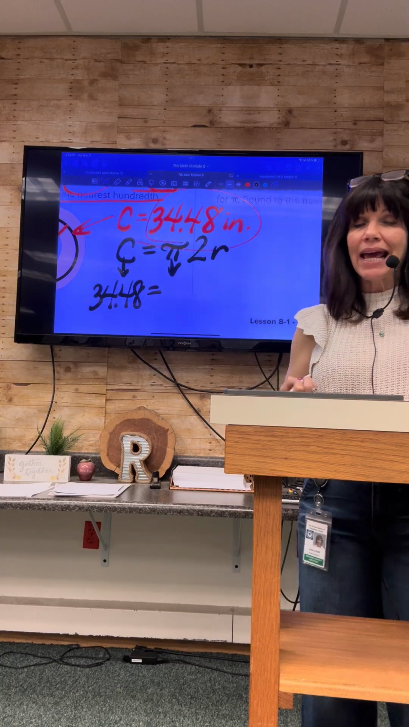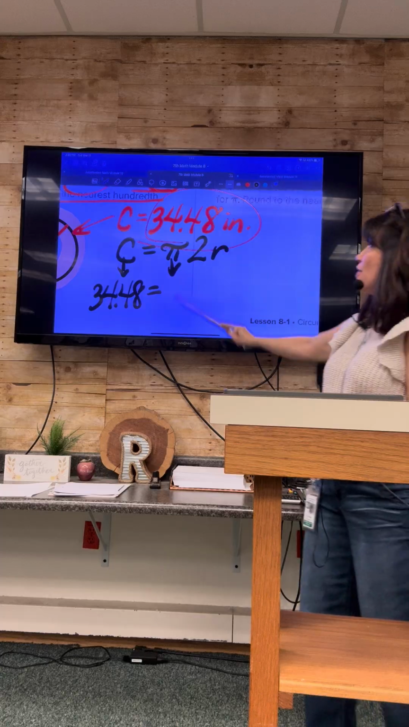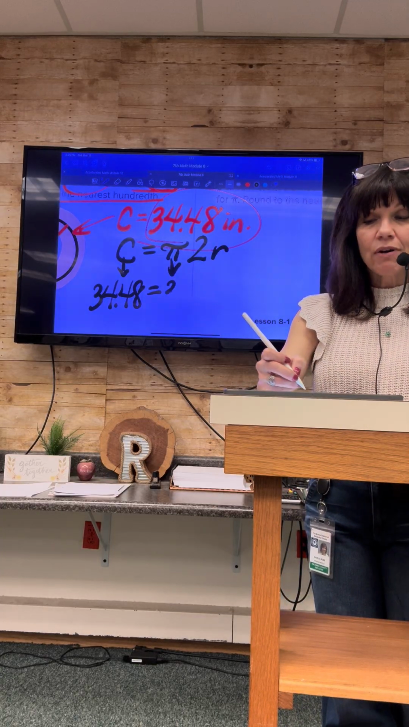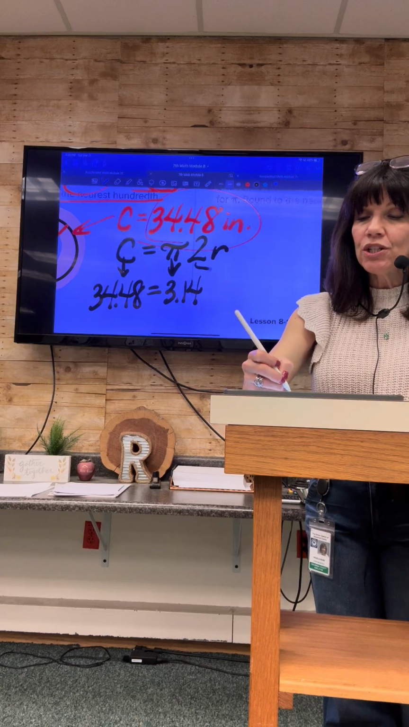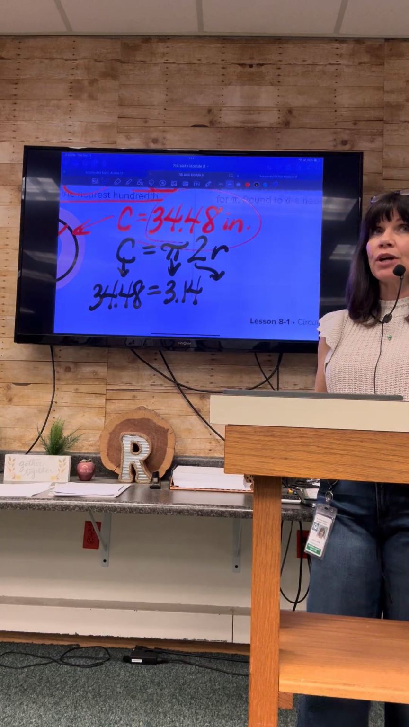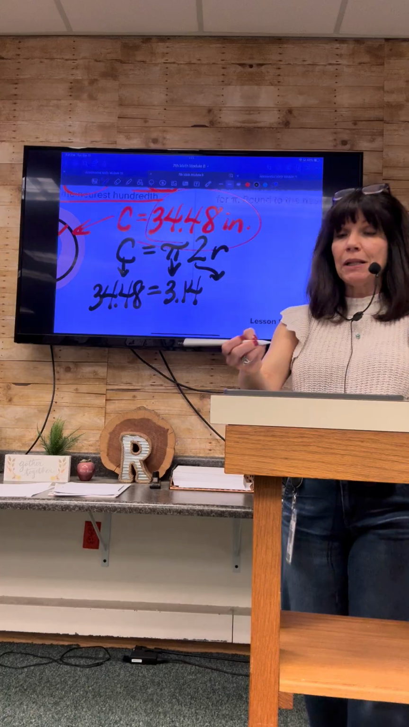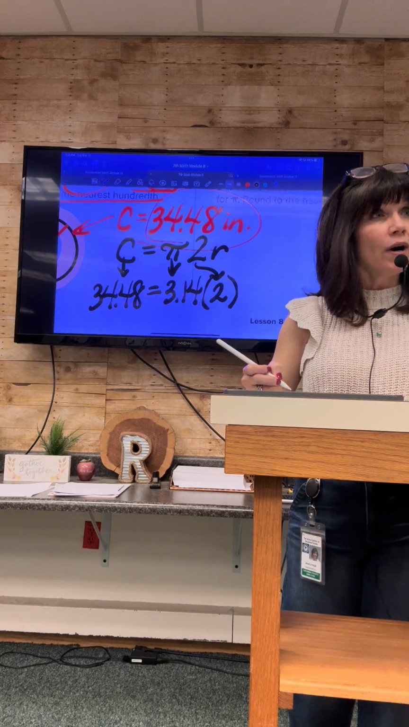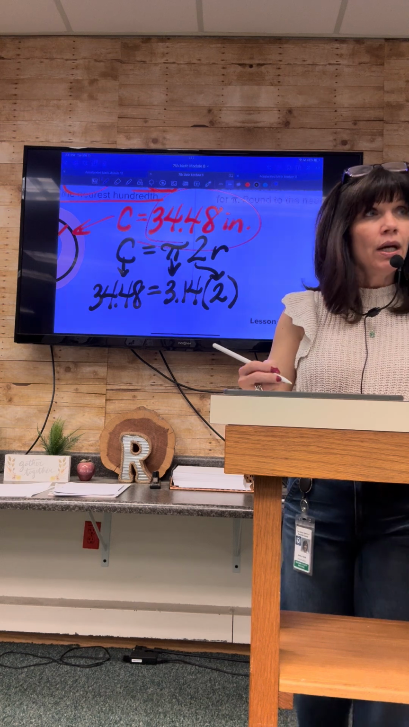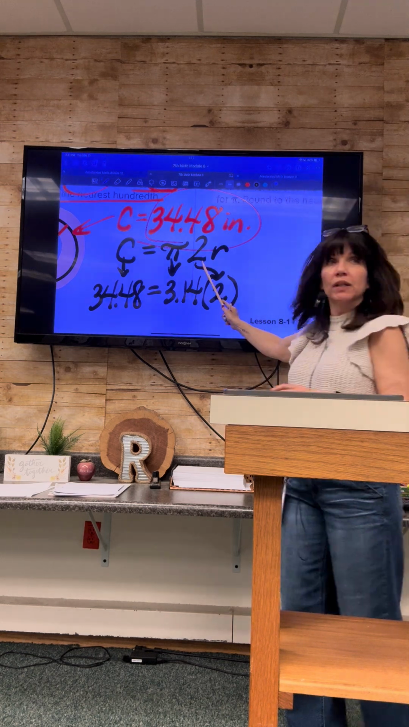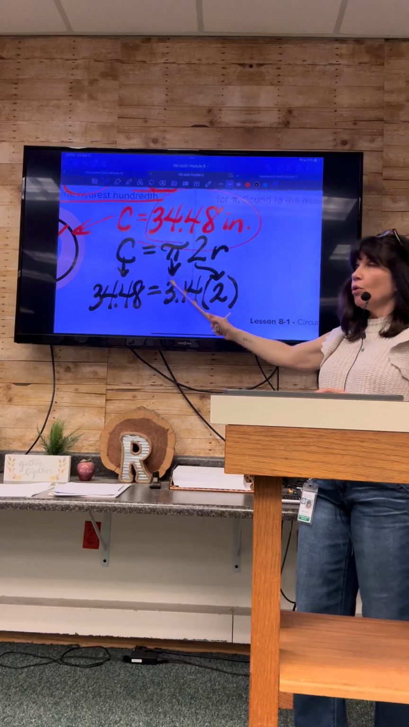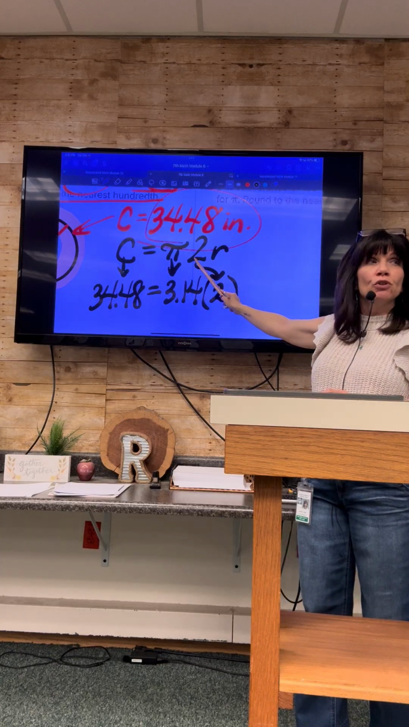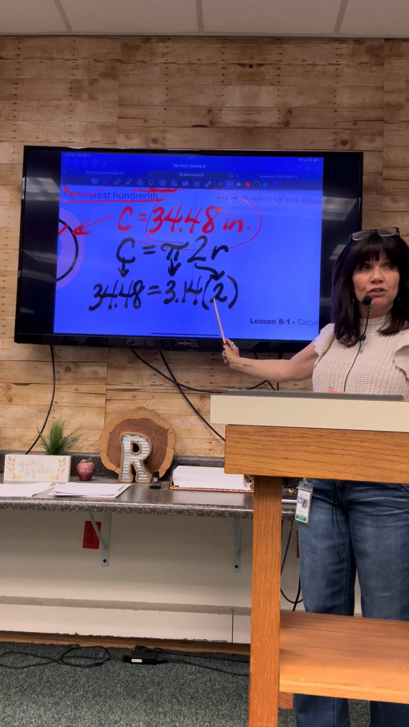Did they tell us next what to use in place of the pi? What did they say? 3.14. Great job. What will we do next? Multiply, add, subtract, divide? Multiply times what? The 2. Do you follow why it's times the 2? Because the 2 came next in the formula. So the value of pi was 3.14. And then the value of 2 is 2. We need to multiply by that 2.